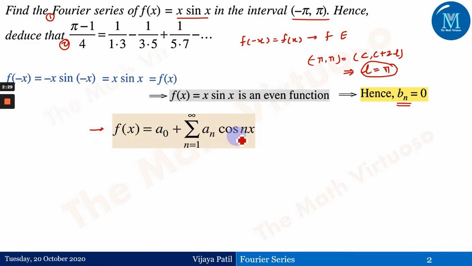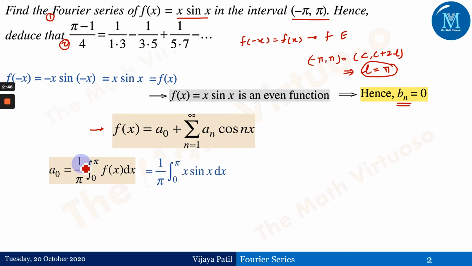Therefore we are going to get f of x as a0 plus summation of an cos of nx, because n pi x by L simplifies with L equals pi. And a0 is equal to 1 by pi integral from 0 to pi of f of x dx, and this is the formula. There is a change in the formula because the function is even or odd. Please refer to the previous session where I have already explained what will happen if the function is even, what will happen if the function is odd, and how the formulas for the coefficients change.